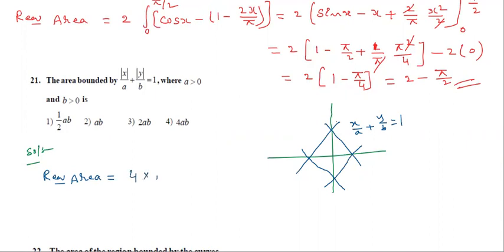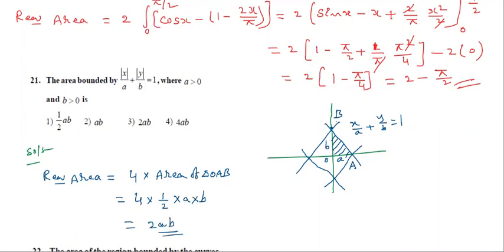4 into the area. Which area do we need to find? I'm going to find this area. This is the origin. The line x by a plus y by b is equal to 1 means this length is a, this length is b. So this point is capital A. This point is capital B. Area of triangle OAB. What is the formula? Area of triangle is half into base into height. Base is A, height is B.